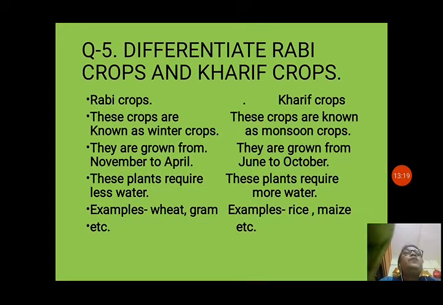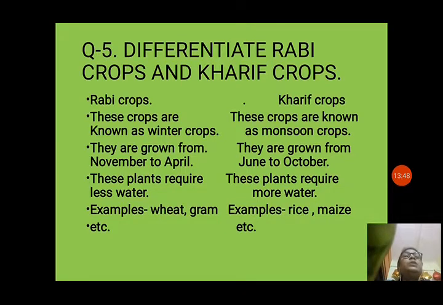Now next is: differentiate between rabi crops and kharif crops. Two types of crops are mostly common in India. First is rabi crops. These crops are known as winter crops because they are grown in the winter season. Kharif crops are known as monsoon crops because they are grown during the rainy season and summer season. Second point: rabi crops are grown from November to April. Kharif crops are grown from June to October, that is, the rainy months.